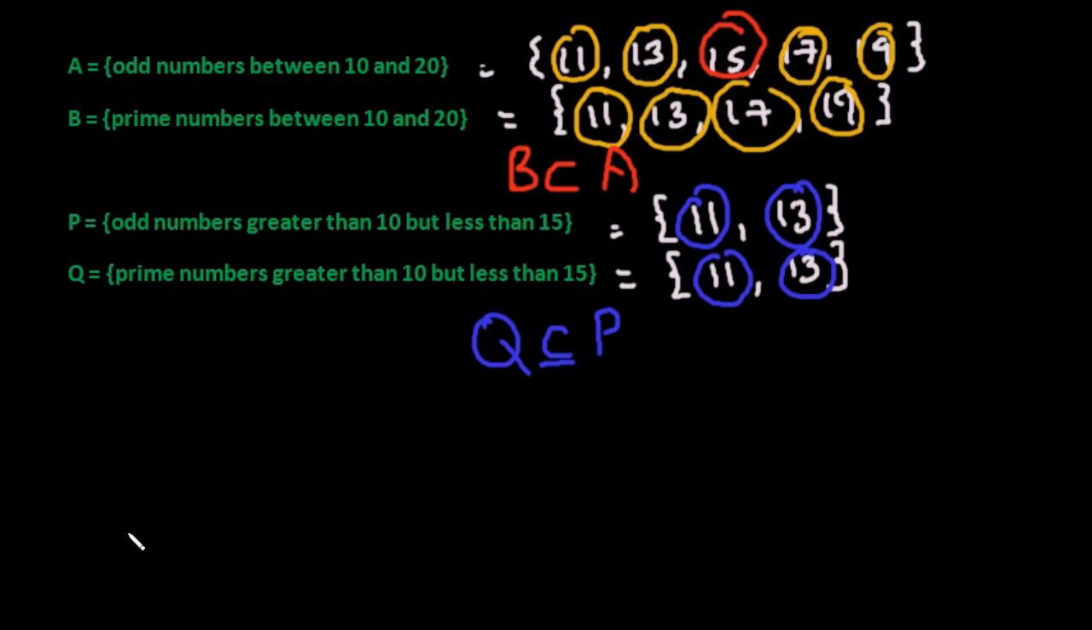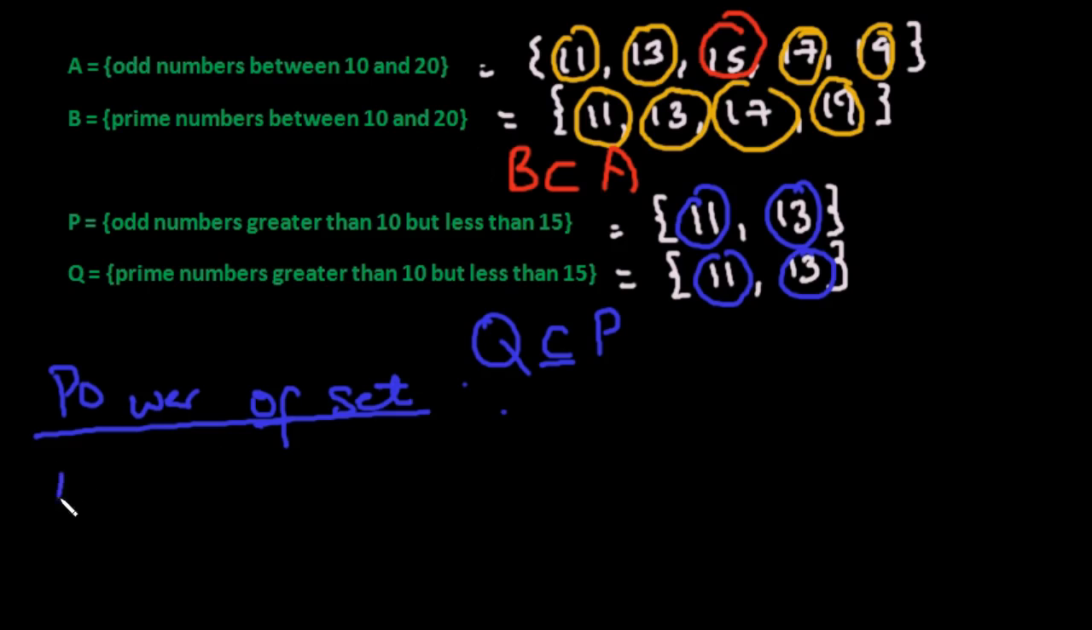So the last topic on subsets will be the power of a set. What do we mean by power of a set? Simply put, the power of a set is the number of subsets that can be found in it. Now, two things you need to note. Every set contains an empty set as a subset.